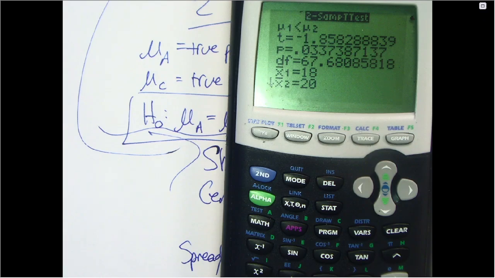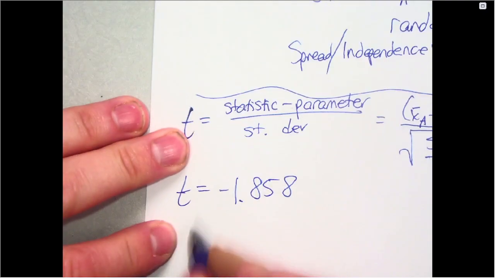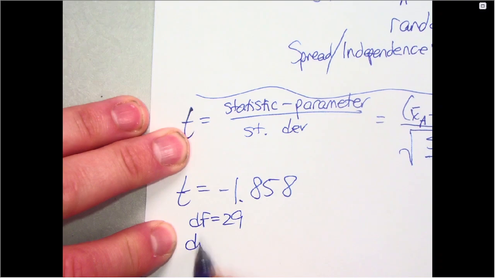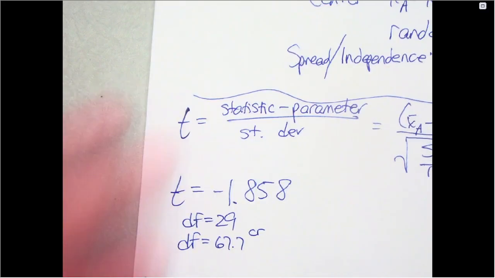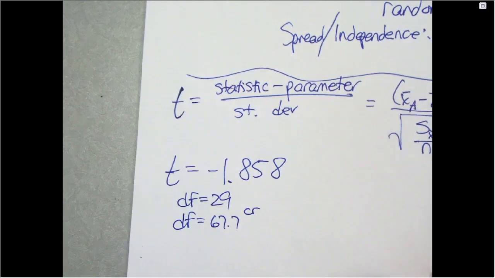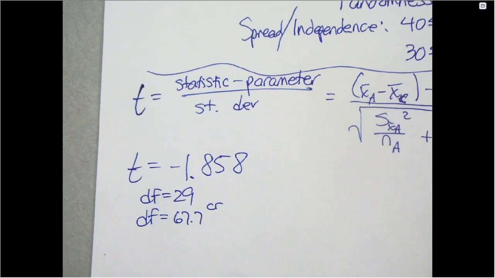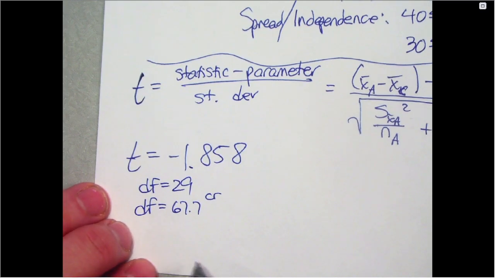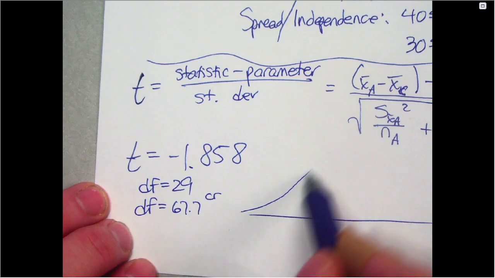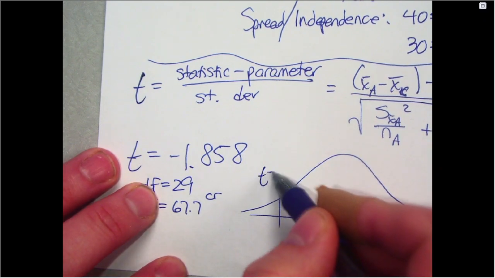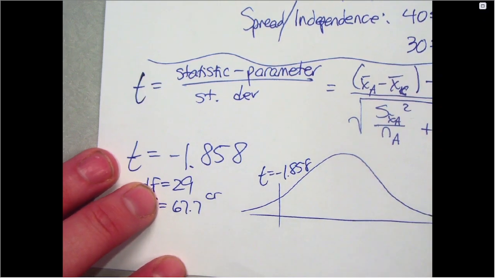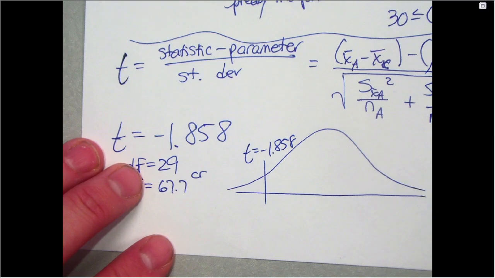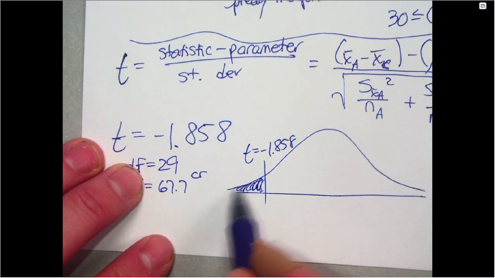I know those are fairly different numbers, but they accept both ways, and it doesn't change the answer. So right here, I'm either gonna put degrees of freedom equals 29, or I'm gonna put degrees of freedom equals 67.7. One of them. It doesn't matter which one, they're both valid. And then I'm gonna pretend that I'm finding the p-value myself. So I've got t equals negative 1.858. To the left, because it's negative, you always shade to the tail.